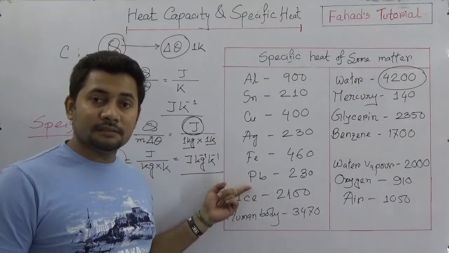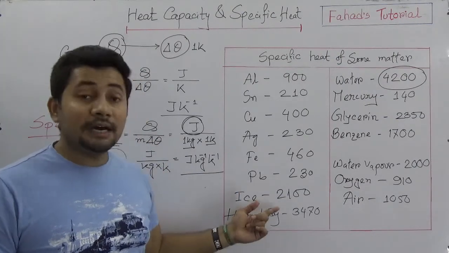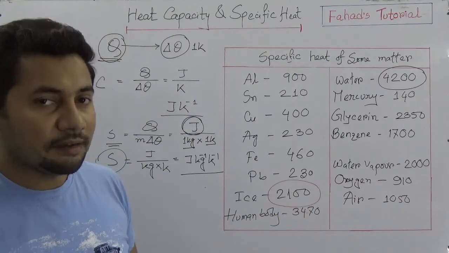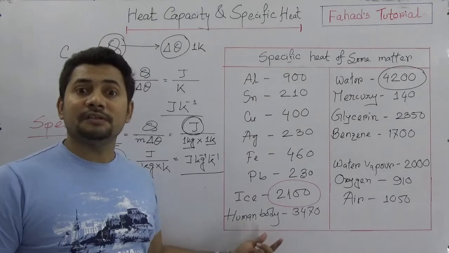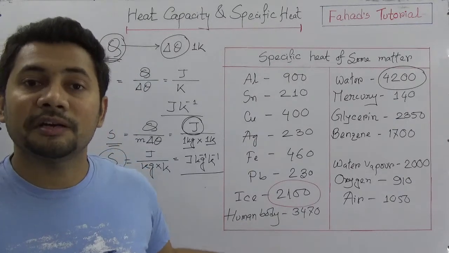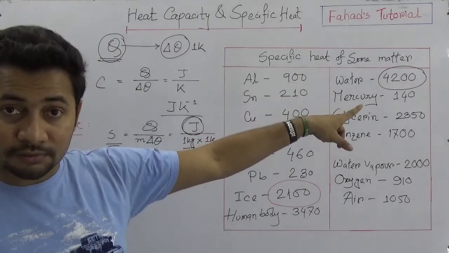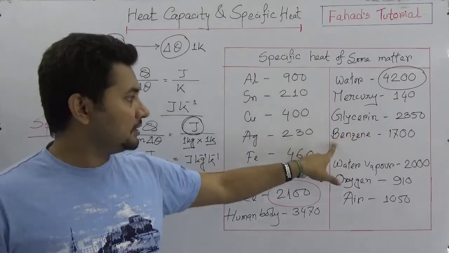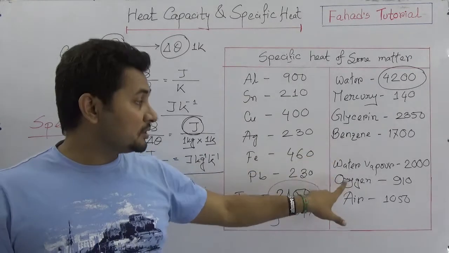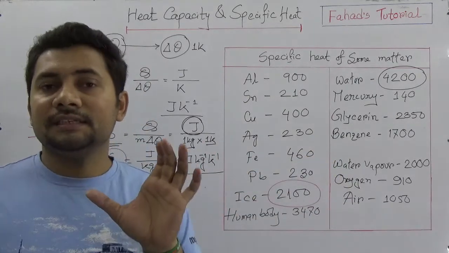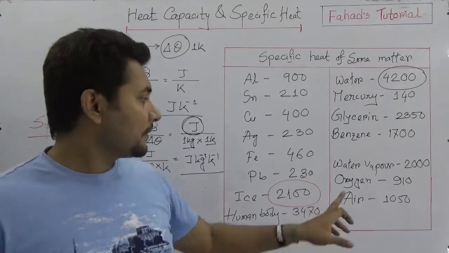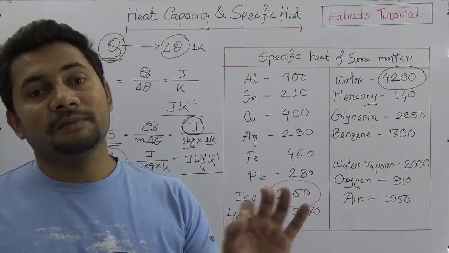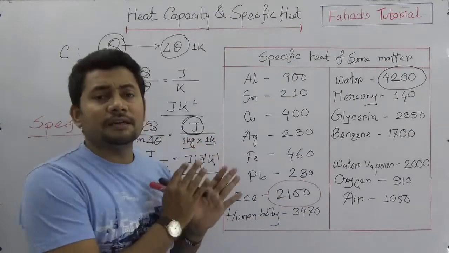Lead is 230. Ice, you see, is half of water, so it's important. 2100 is half of water. The human body is 3470 joule per kg per Kelvin. Water 4200, mercury 140, glycerin 2350, important. Benzene 1700, and most importantly, water vapor is just less than ice, 2000. Oxygen 910, air 1050 joule per kg per Kelvin. So this is a sort of a list.